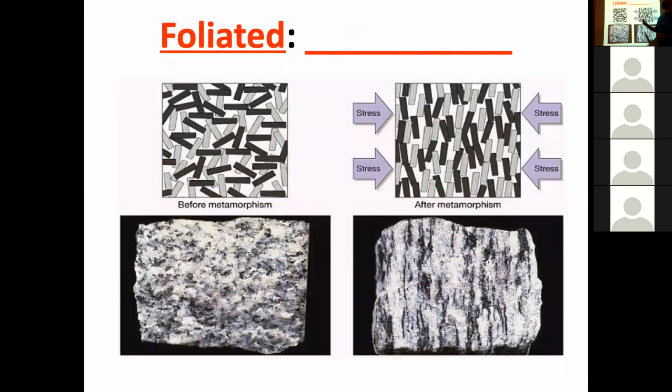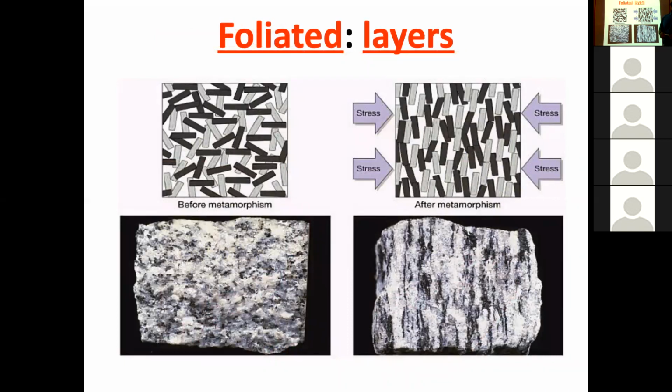All right, so here's the term foliated. This is an important term that describes some metamorphic rocks. It's also a good way to start to identify an unknown metamorphic rock. And foliated just means layers. So if there's a metamorphic rock and it looks like it has layers or stripes, that's foliated.